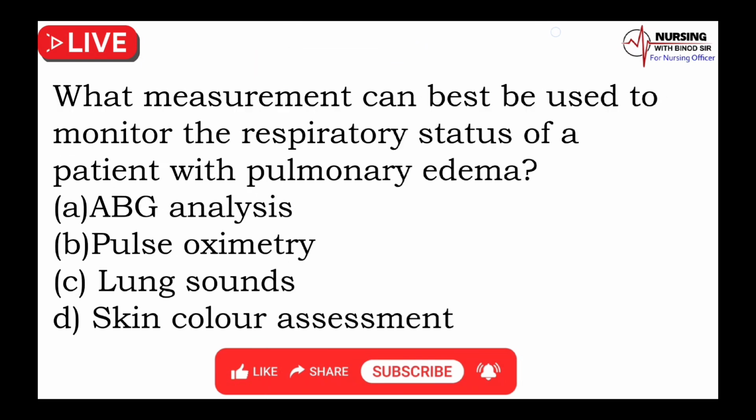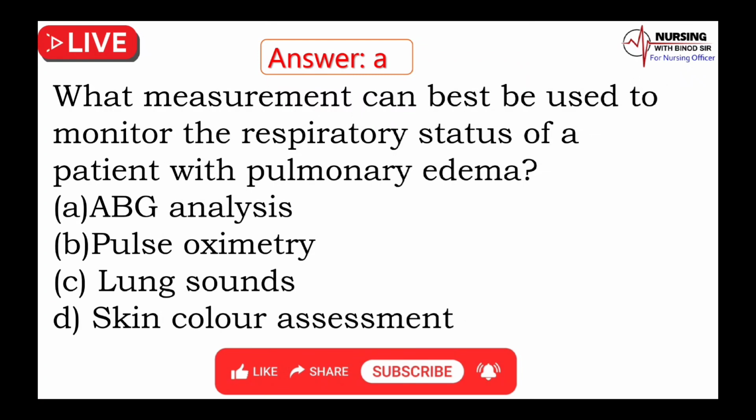into the alveoli. What measurement can best be used to monitor the respiratory status of a patient with pulmonary edema? A. ABG analysis. B. Pulse oximetry. C. Lung sounds. D. Skin color assessment. The correct answer is A option. Explanation: Arterial blood gas, ABG, analysis is the most accurate and reliable way to monitor the respiratory status of a patient with pulmonary edema. It provides critical information about oxygenation.